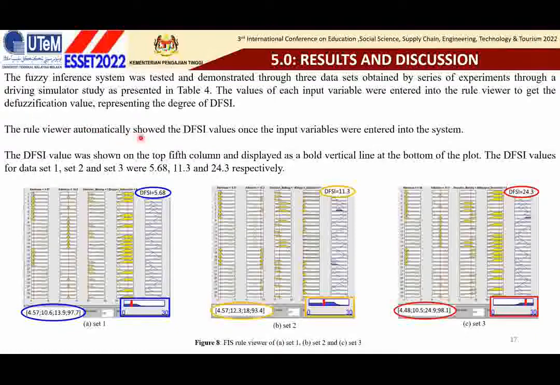The rule viewer automatically shows the DFSI values once the input variables are entered into the system, and the DFSI value is shown on the top fifth column, this one, and displayed as a bold vertical line at the bottom of the plot, which is this one. The DFSI values for data set 1, set 2, and set 3 were 5.6x, 11.3, and 24.3 respectively. That means that my developed system is functioning very well, because once I entered the values, it produced the result of the DFSI degree.